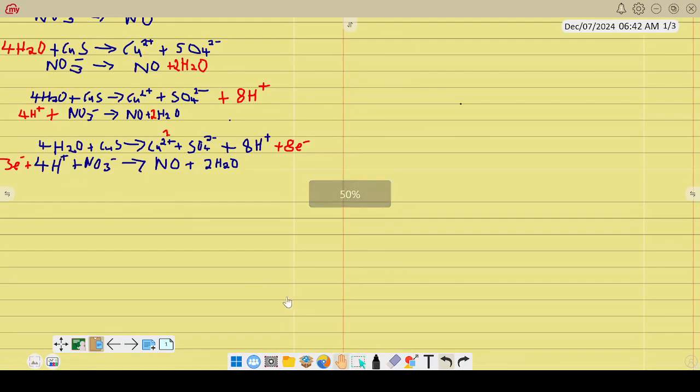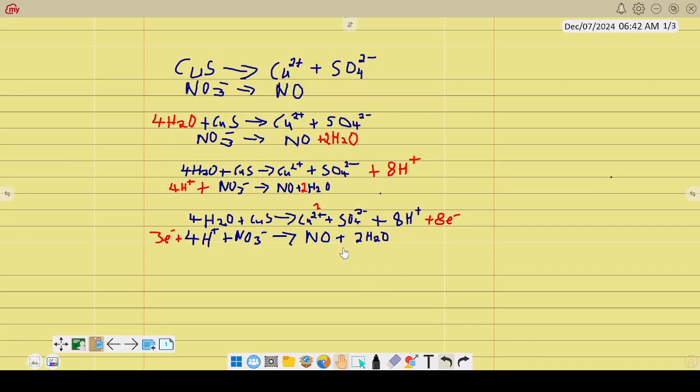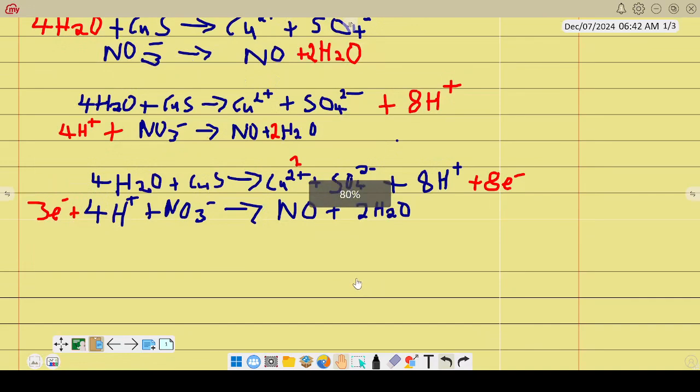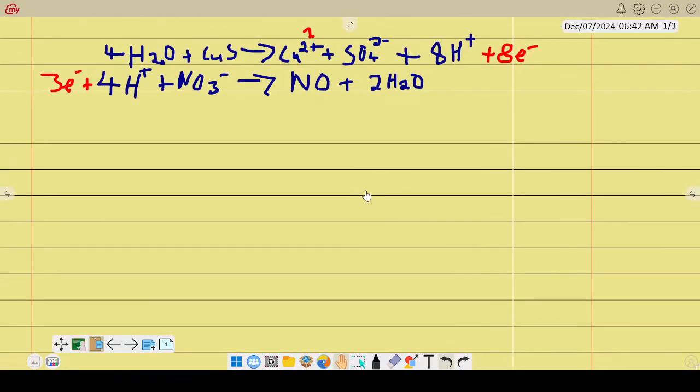Okay, so we need to multiply by a factor. So what's this factor? This is whereby you get to check. On top here you can see we have 8 electrons.